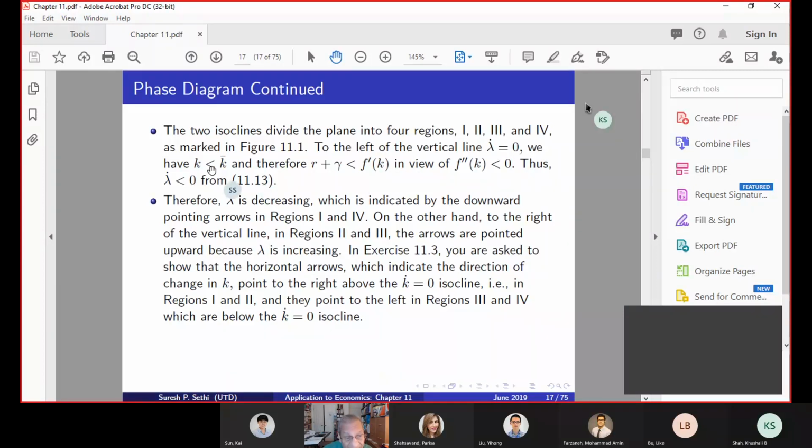So for the left of this, we have k less than k bar, and given the sign of f prime k, we can see that for k less than k bar, r plus gamma is less than f prime k, because f is increasing. Okay. No, f prime k is decreasing because f double prime k is less than 0. So f prime k is decreasing in k. So when I look at k less than k bar, then this is going to be bigger than r plus gamma. And so we have this. When it's bigger than r plus gamma, in view of this guy, then we know lambda dot is less than 0.